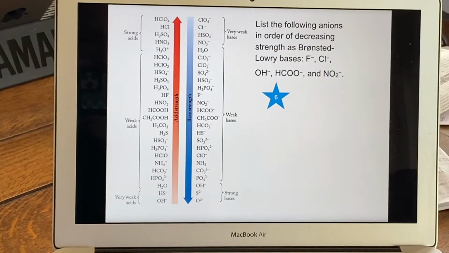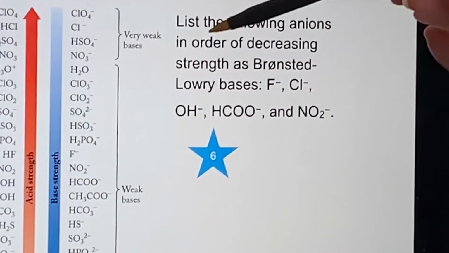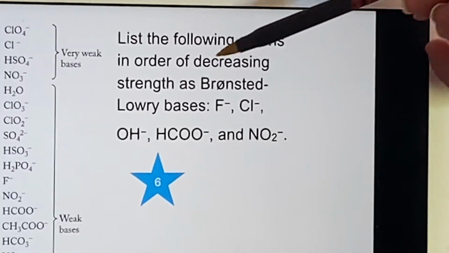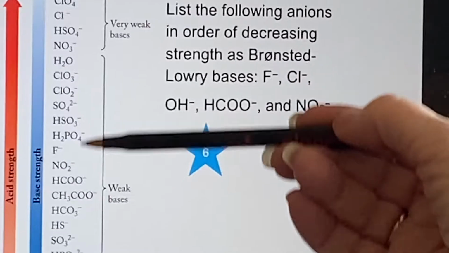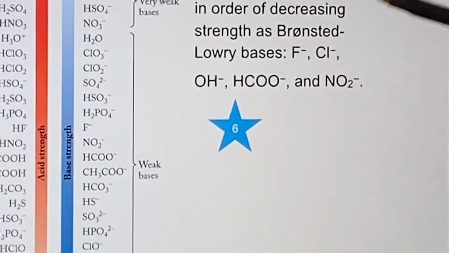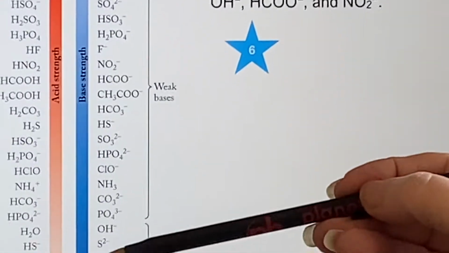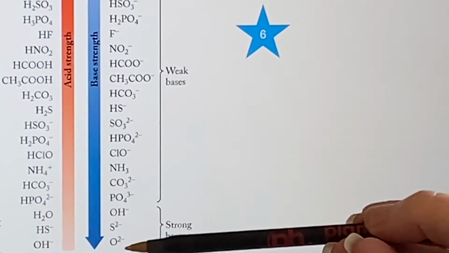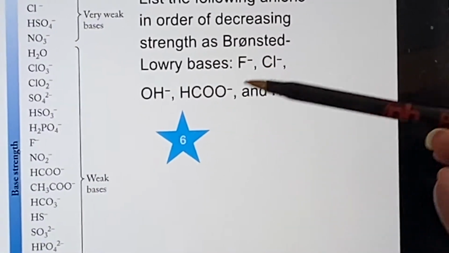So using this now, we're going to list these ions in order of decreasing strength as Brønsted-Lowry bases. Okay, so we're looking at the bases side. And we want to do decreasing strength. This is the side that's strong. So we'll start at the bottom and work our way up. We just have to keep in mind what these are.